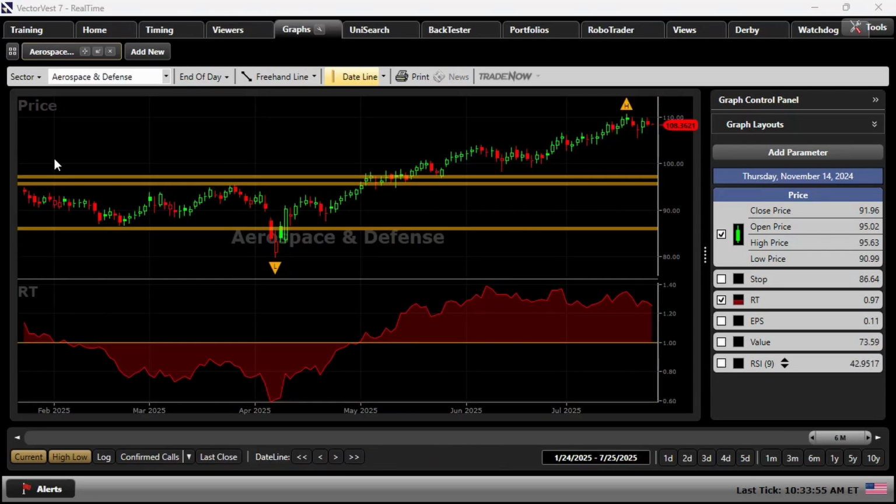All right, my last example for this evening. I know a lot of individuals within the VectorVest community that are holding aerospace and defense stocks. Not a bad space to be in by any means. However, I want you to take a moment and tell me what you see here. Can you spot the divergence that is occurring?